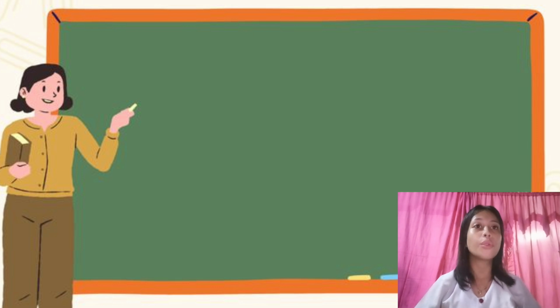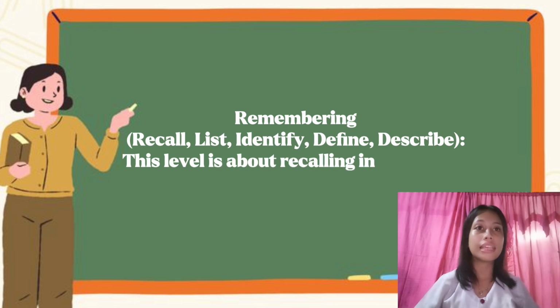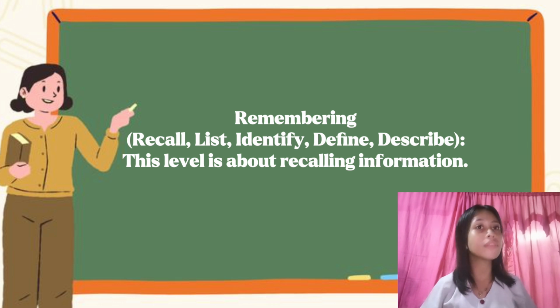First, we have remembering. This is to recall, list, identify, define, and describe. This level is about recalling information. It's remembering facts, dates, and events. For instance, what is the name of the main character in the novel?